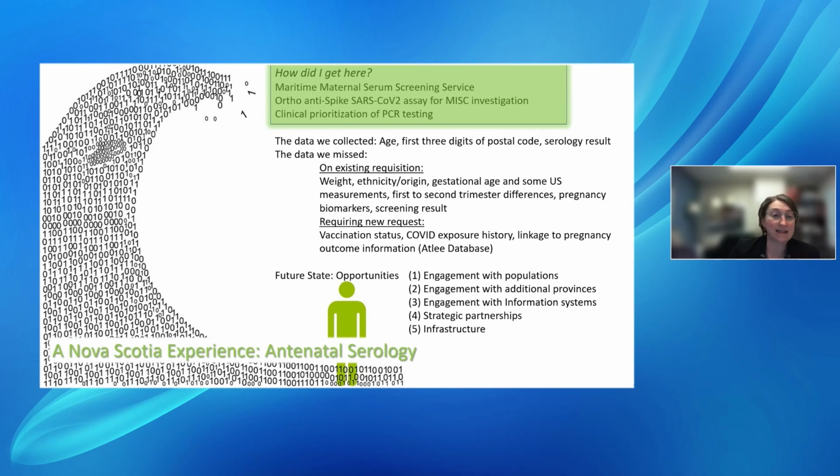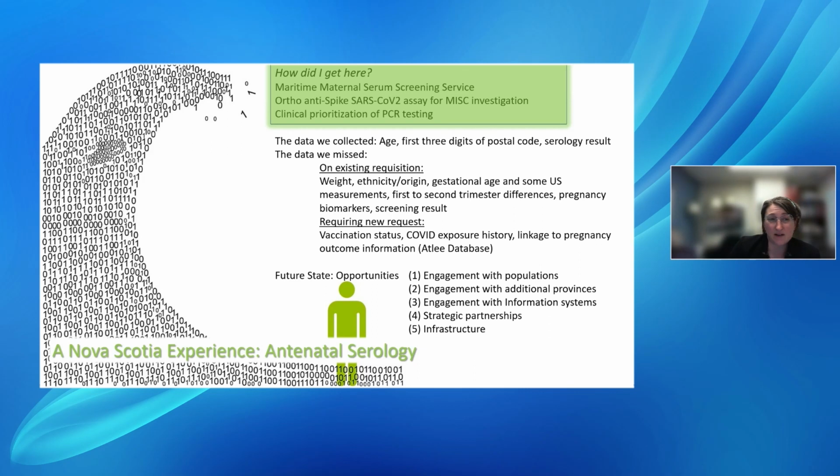So the data that we collected as we did the serology results was also the age of the women and the first 3 digits of the postal code. And even the postal code was like, ooh, we might not get approval to do that. On data that we missed, that's on our existing requisitions when we do prenatal screening, for example, was weight, ethnicity or racial origin, gestational age, and some ultrasound measurements. We could have done first to second trimester changes in serology status, but that just wasn't possible at the time.